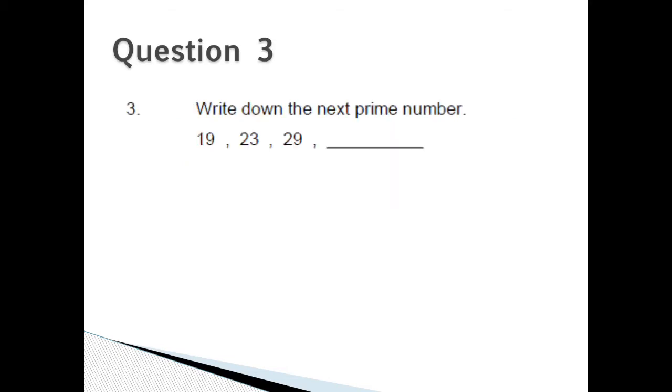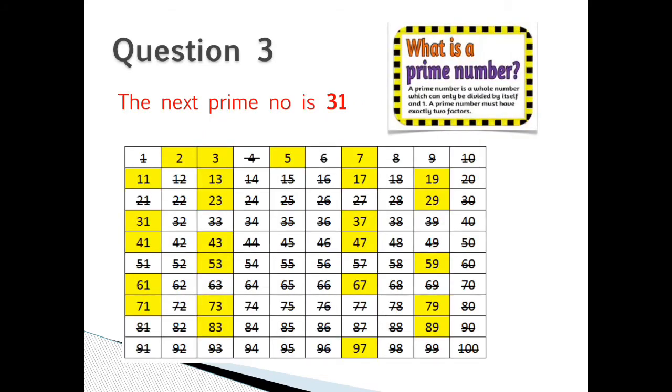342,650,798. Write down the next prime number: 19, 23, 29. So what is a prime number? A prime number is a whole number which can only be divided by itself and 1. A prime number must have exactly 2 factors. So the next prime number is 31.